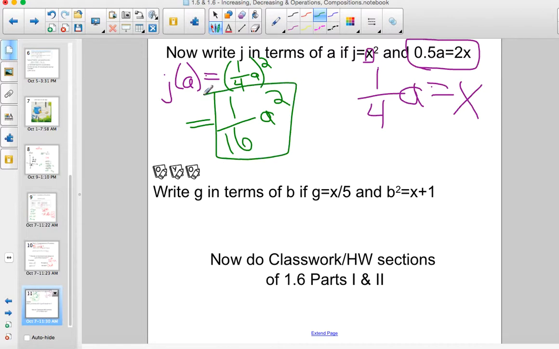So on your own, just write g in terms of b. If g is x over 5 and b squared is equal to x plus 1, pause the video when you have an answer.